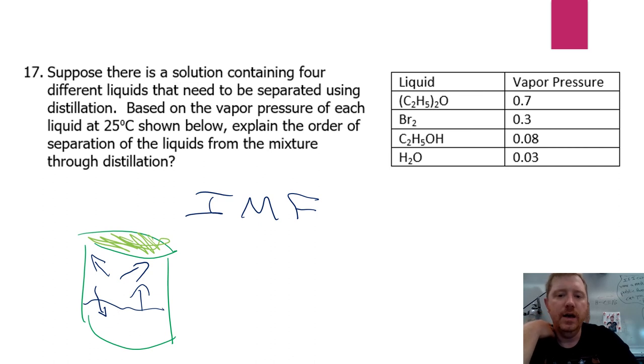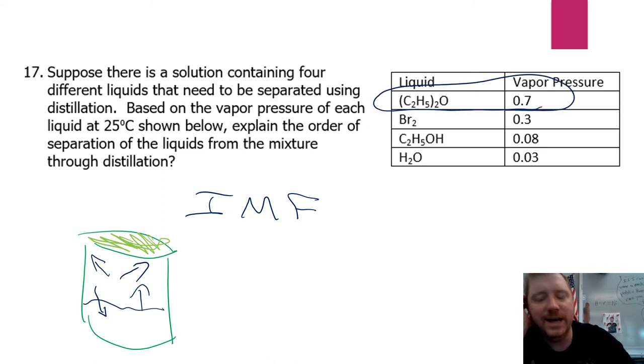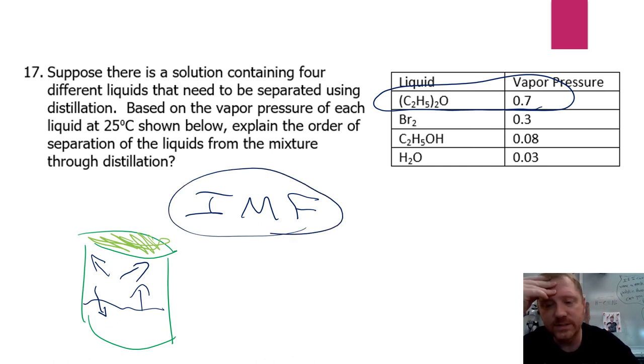So, if it breaks apart a whole lot, it's going to have a higher vapor pressure. So as we can see, this molecule has the highest vapor pressure. It seems to be very easy to break apart. So it probably has a low boiling point because it's easy to vaporize. Bromine is in second place there, and then ethanol, and then water. And that should make a lot of sense. Water has very strong intermolecular forces, so it's not going to vaporize very much.